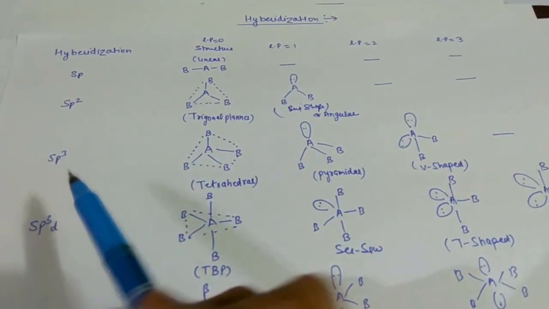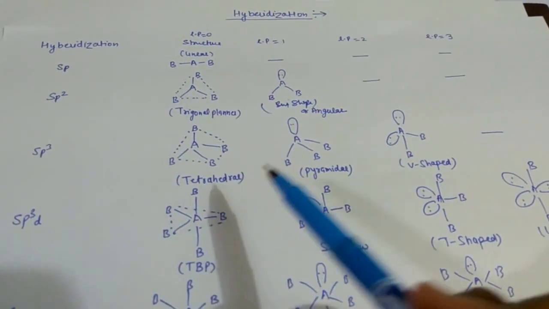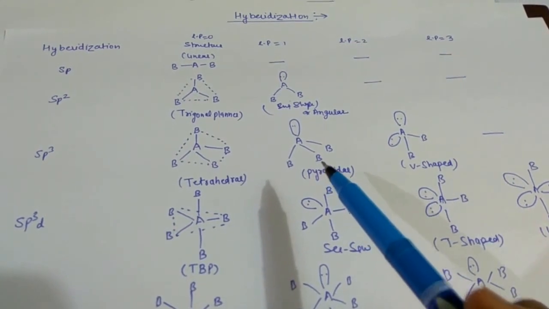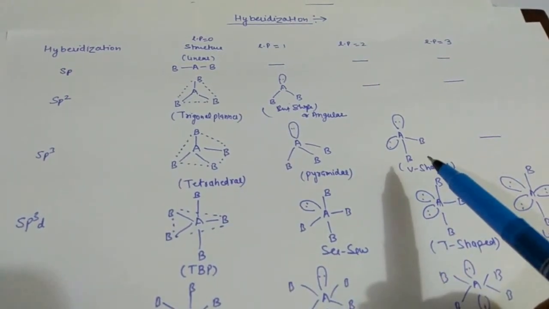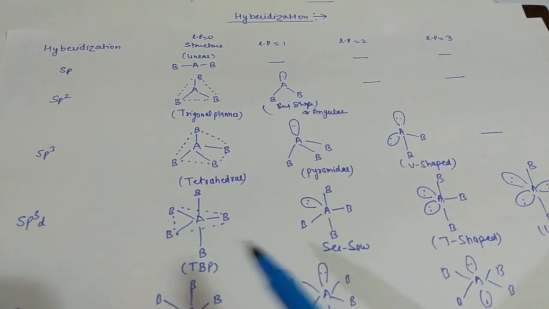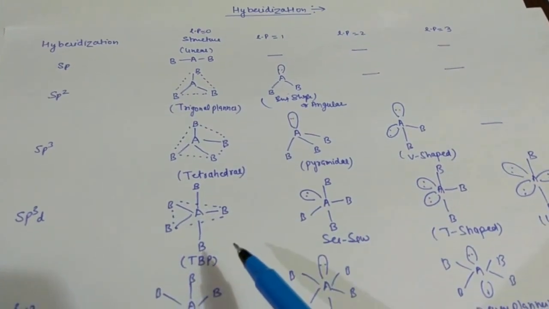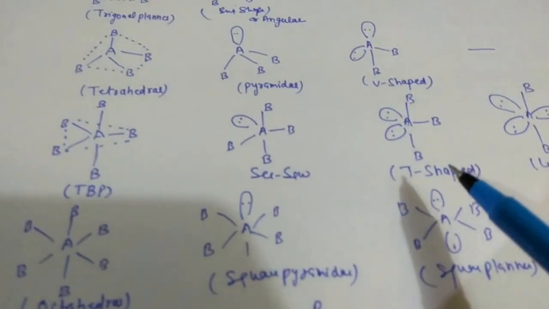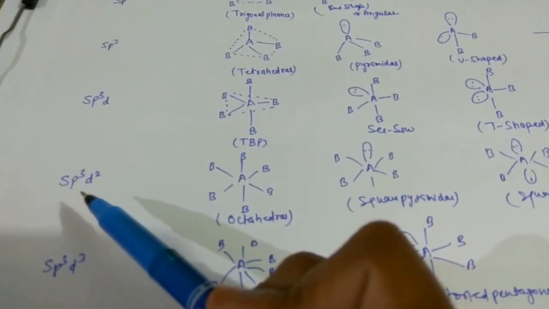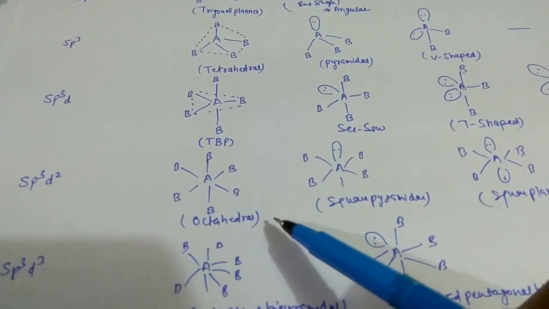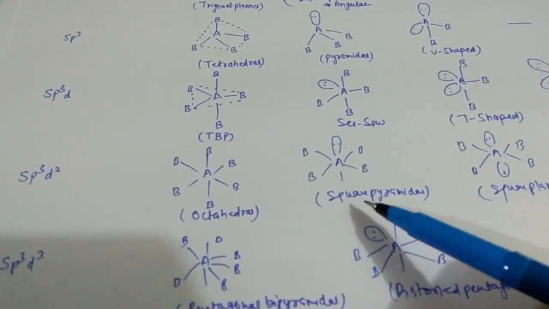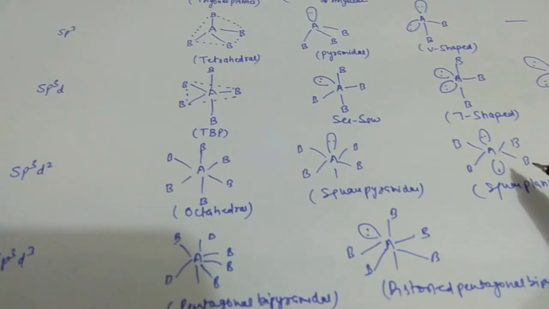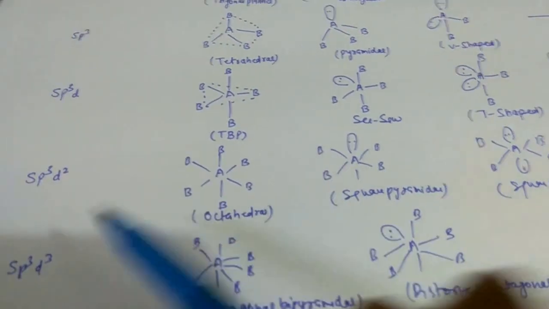For sp3 hybridization, we get tetrahedral structure. If lone pair equals 1, we get pyramidal, and if lone pair equals 2, we get V shape. For sp3d, we get trigonal bipyramidal geometry, and if lone pair equals 1, we get seesaw geometry, if lone pair equals 2, we get T shape, and if lone pair equals 3, we get linear geometry. For sp3d2 hybridization, we get octahedral geometry, and if there is one lone pair, square pyramidal geometry, and with two lone pairs, square planar geometry.